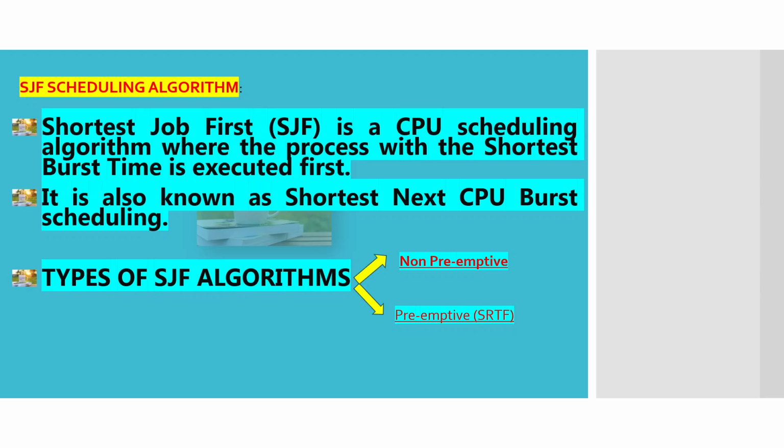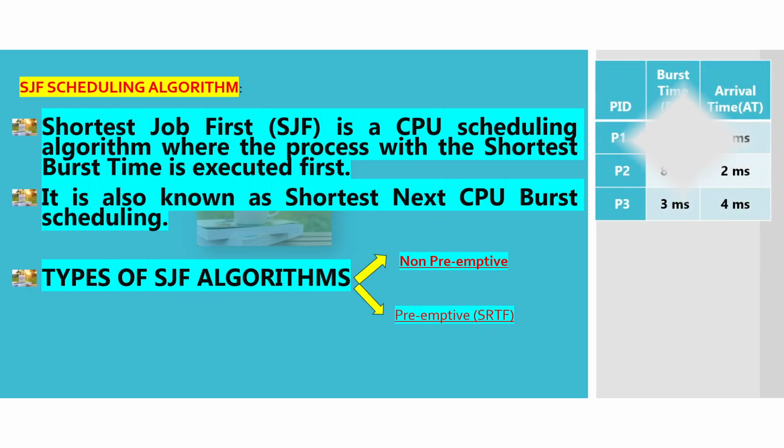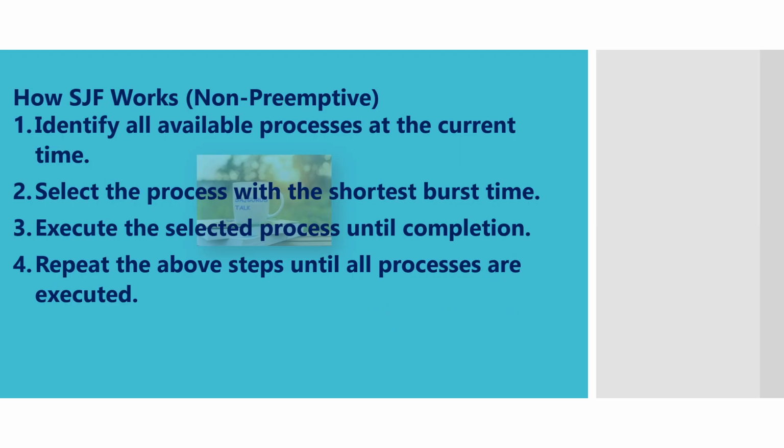We shall see the working principle of the SJF algorithm by taking a simple example. Here, three processes P1, P2, P3 and their appropriate burst times and arrival times are given. So let's get started with its working principle. First, we need to identify all the processes at the current time. Now we need to choose the process with the shortest burst time. Now execute the selected process until its completion. Why? Because it is the non-preemptive version.